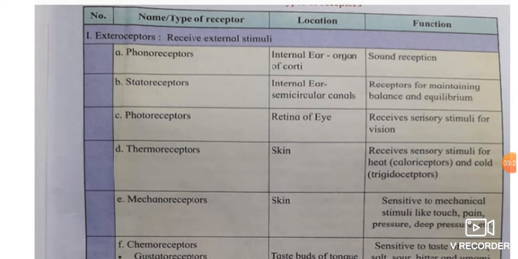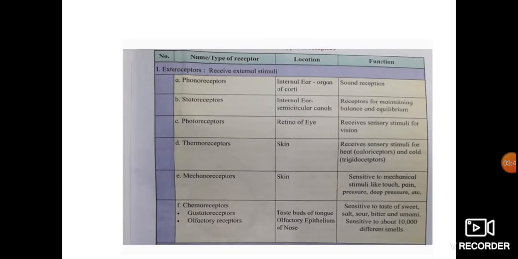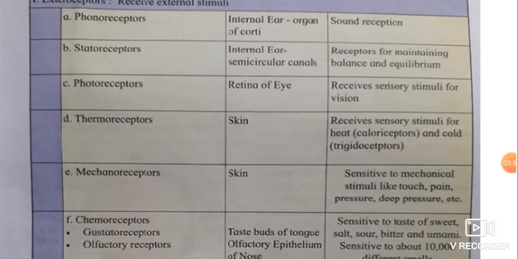Thermoreceptors present on the skin receive sensory stimuli for heat and cold. Mechanoreceptors, again present on the skin, are sensitive to mechanical stimuli like touch, pain, pressure, deep pressure, etc. And chemoreceptors: there are two types. One is gustatoreceptors, present in the taste buds of the tongue, and olfactory receptors, which are present in the nasal epithelium, sensitive to different types of smell as well as chemical substances.